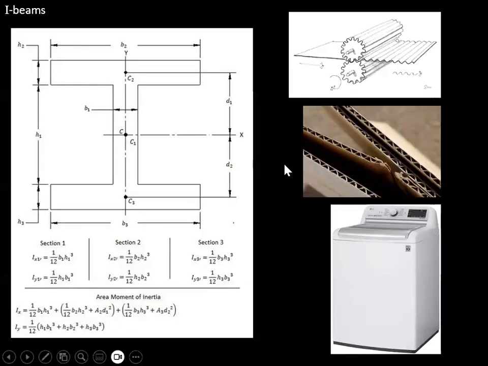Here's another perspective: for this I-beam, you can calculate what's called an area moment of inertia. Now, you guys have seen rotational inertia in this class, mr squared for a point mass. But here's the next step, which is to look at a whole cross-sectional area. So you can calculate it this way. And here's an application example of this.